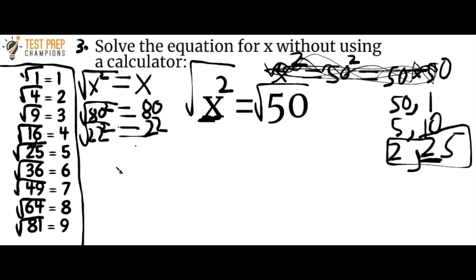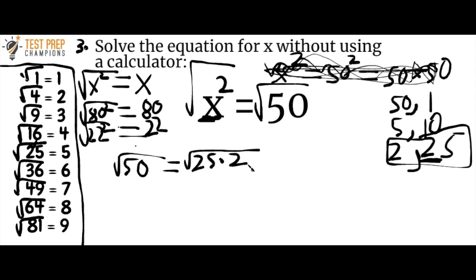Now let's rewrite this. The square root of 50 is equal to the square root of 25 times 2, and this little dot means multiplication. So the square root of 50 is equal to the square root of 25 times 2.